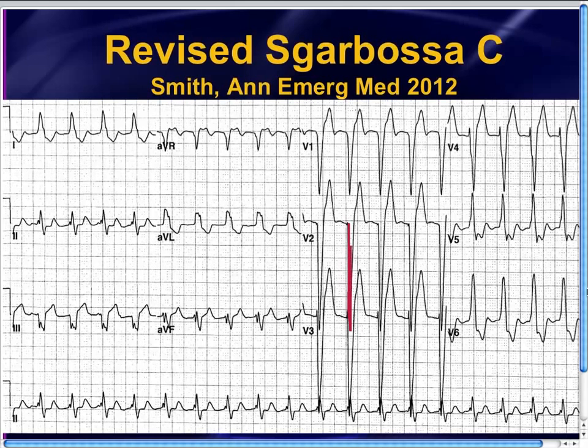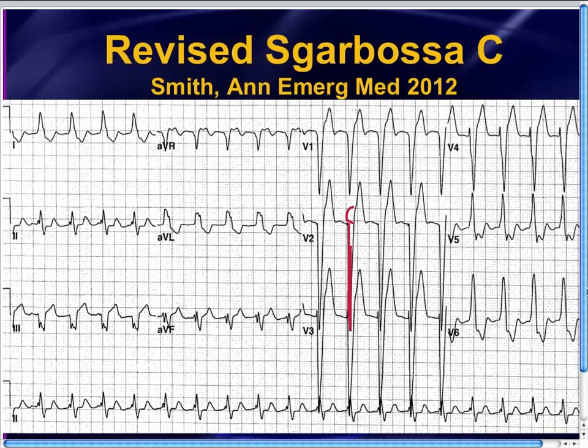And then you take a look at how tall the R wave is. So that's probably about how tall the R wave is. And if the ST elevation is at least 20% of the size of the QRS complex, then you can call that a STEMI.